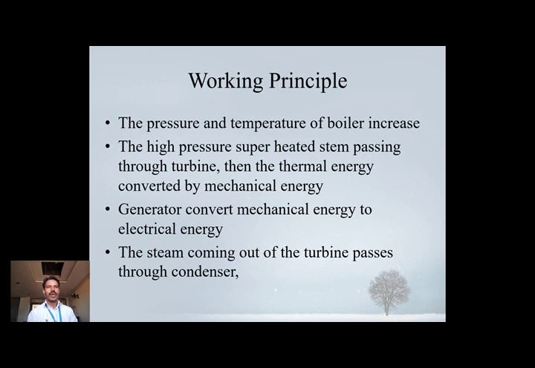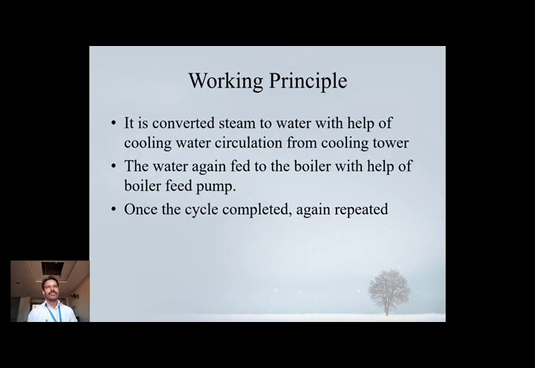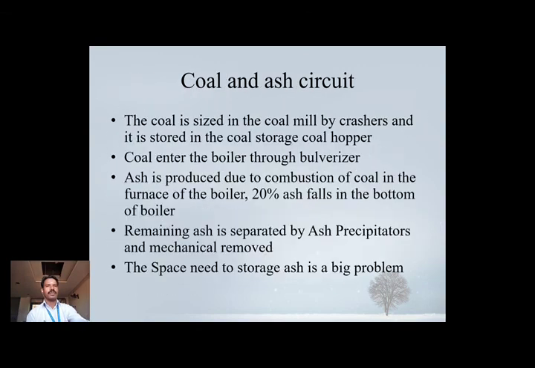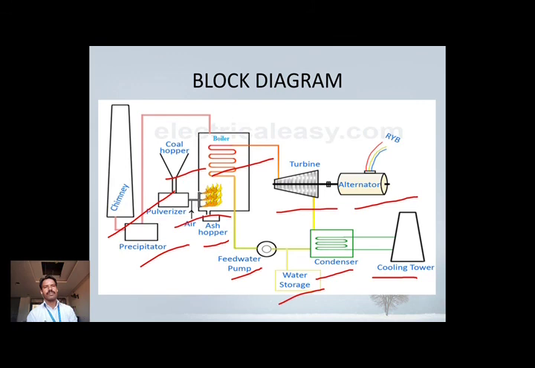The steam coming out of the turbine passes through the condenser. This is one of the notable points. The steam is converted to water with the help of cooling water circulation from the cooling tower. The water is again fed to the boiler with the help of the boiler feed pump. Once the cycle is completed, it is repeated again and again. I can repeat the working principle.